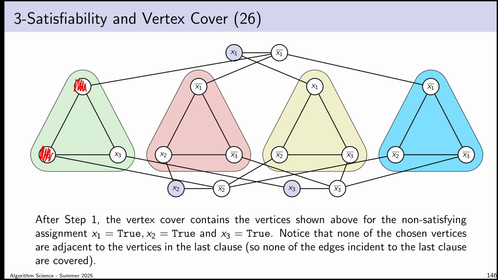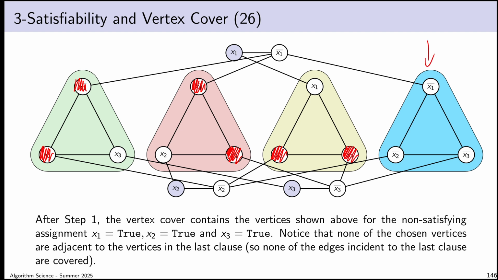Okay, out of the second clause, I would again add not x1. I would not add x2 because it's adjacent to something that I already chose, and I would add not x3. Notice that everything seems to be working so far. I've chosen 2 vertices per clause triangle. For this clause here, I don't add this vertex, but I do add this one, and I do add this one. And again, everything seems to be working out.